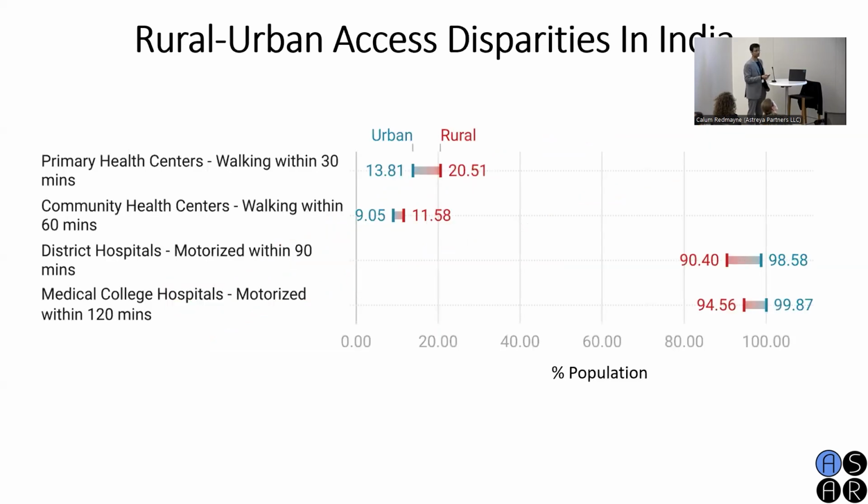I want to focus on just one disparity here, which is rural-urban disparity in India. And so what you see here, let's go to these two first. For district and medical college hospitals, at the national level, you have over 98% people who have access to district hospitals. In urban areas, that number drops down to 90 for rural, similar for medical college teaching hospitals. But for primary and community health centers, since those are mostly located in rural areas, you see that pattern flip, where rural people have more access, at least by walking, than their urban counterparts.